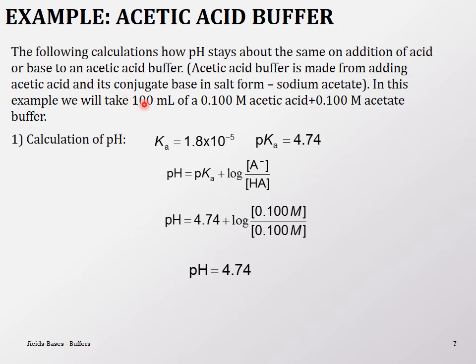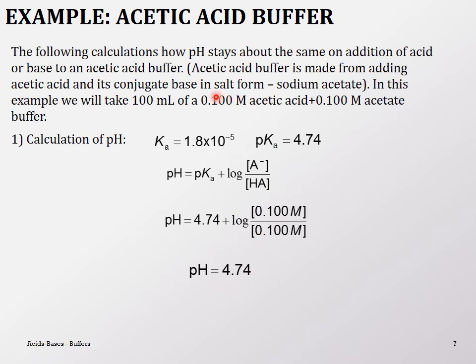The 100 milliliters matters a little bit later on. Not right now, not initially, because the first thing we're going to do is calculate the pH. So the Ka is given to us, and if it's not, you'll find it in the data tables. Ka is 1.8 times 10 to the negative 5 for acetic acid. So pKa then is 4.74. So then you calculate the pH of the concentrations that are given to us, which is 0.1 over 0.1, which is really 1. And so pH is equal to the pKa, which is 4.74.